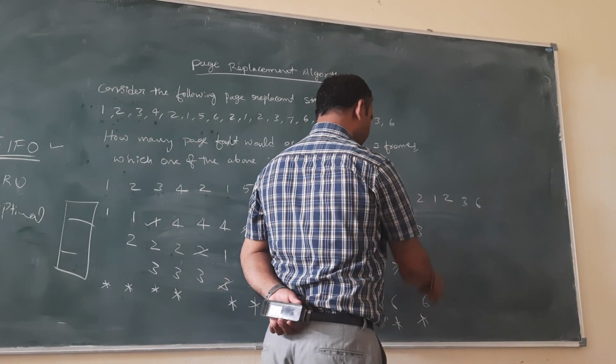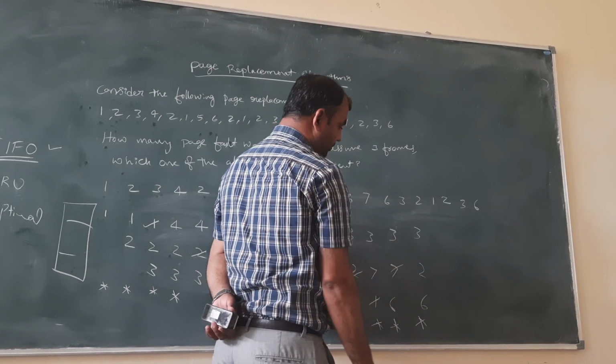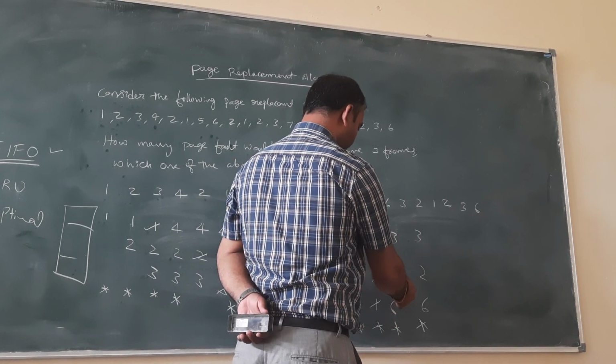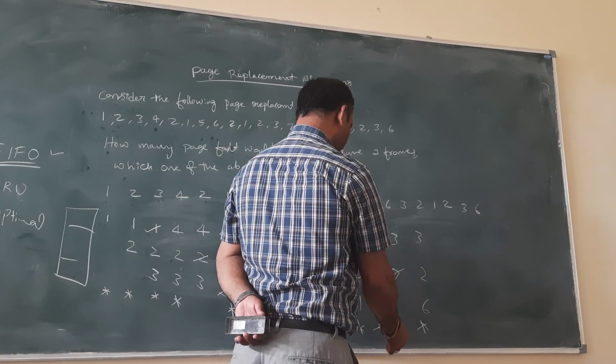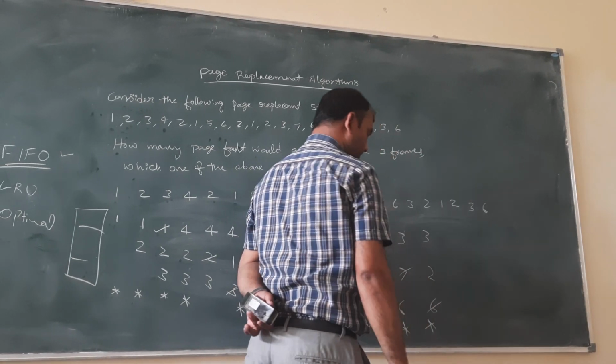Then 1 is required. Among these 3, which one came first? 3 came recently. 2 also came recently. So then 6.